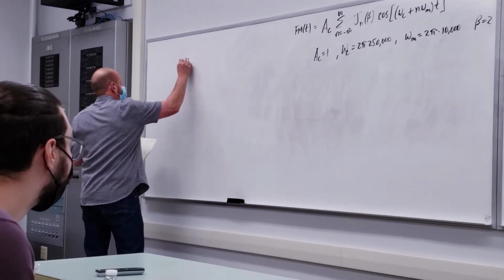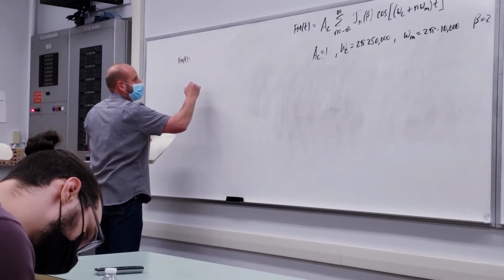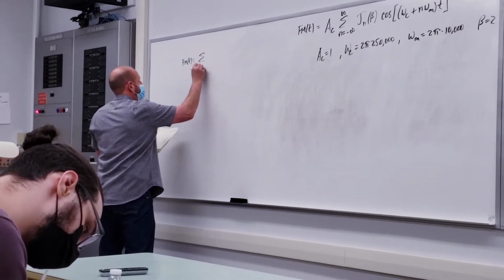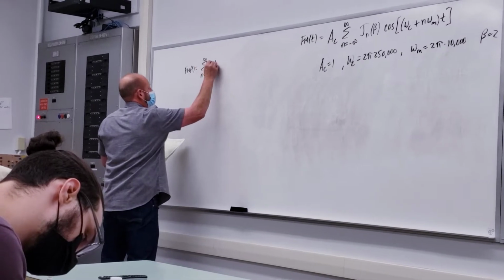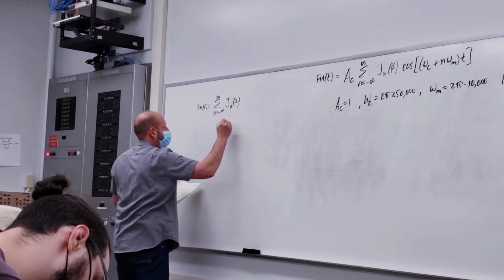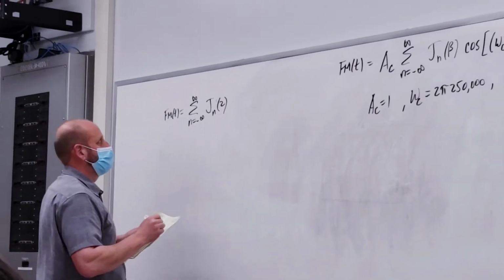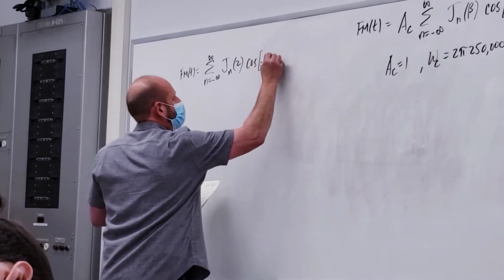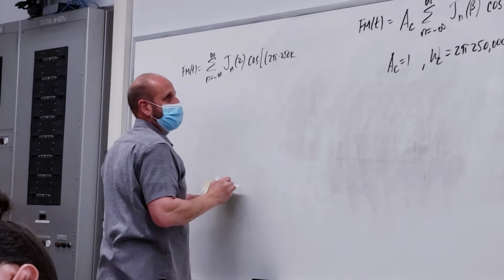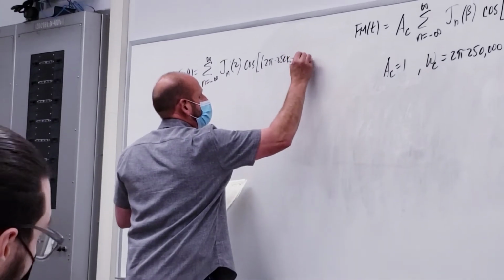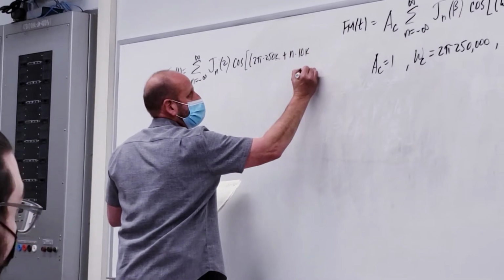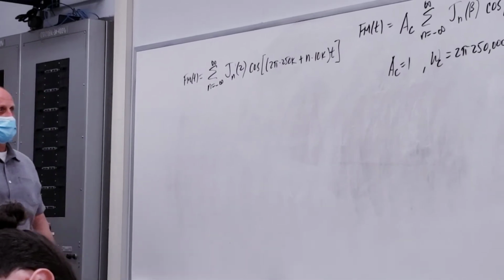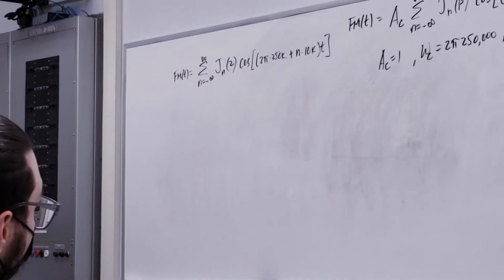The FM signal as a function of time is equal to, all right, A sub c is 1, so we don't see it anymore. Jn of 2, because our beta is 2, cosine of 2 pi times 250, I'm just going to say k instead of 1,000 to save space, plus n times 10,000 t. All right, so we've specialized it for our beta 2 case and for those frequencies. Now we just start cranking.